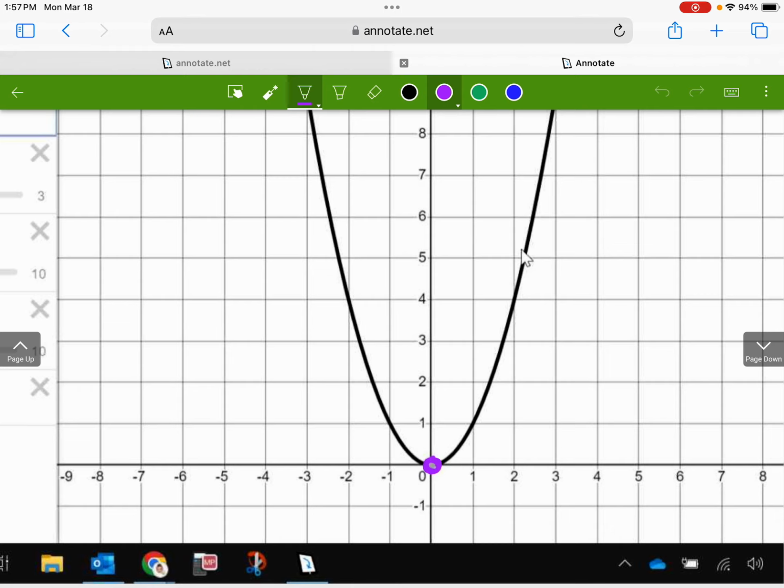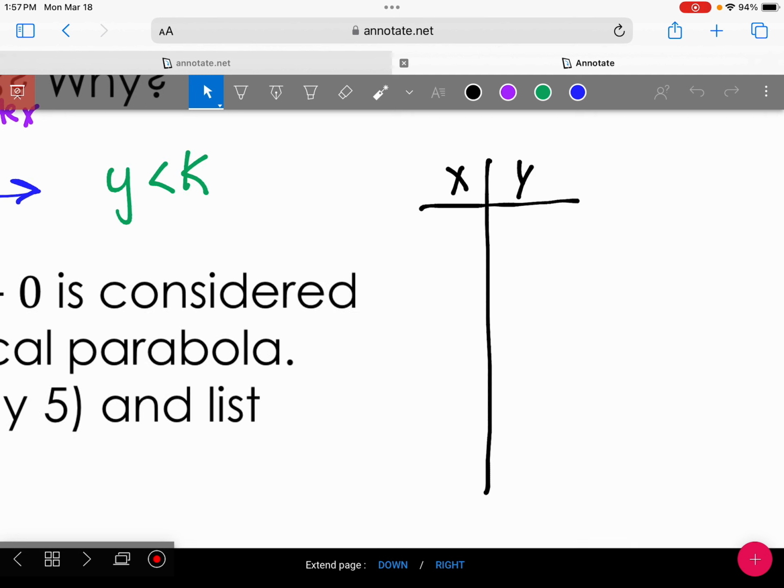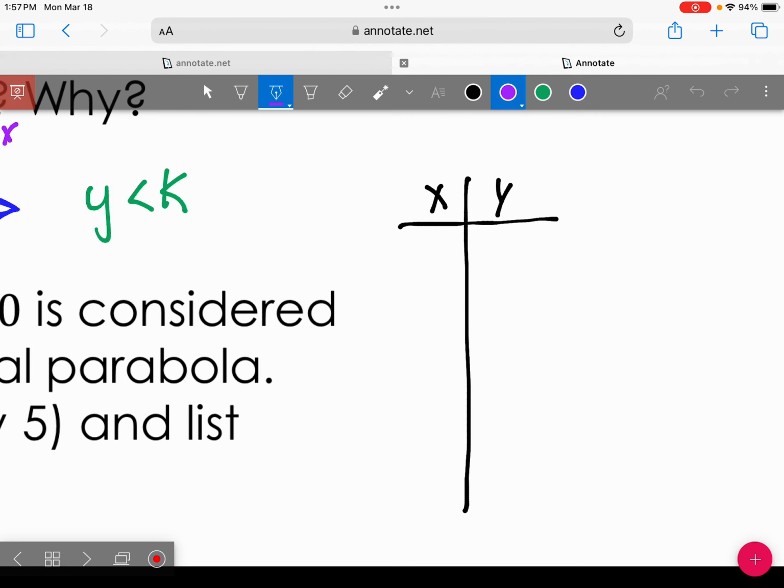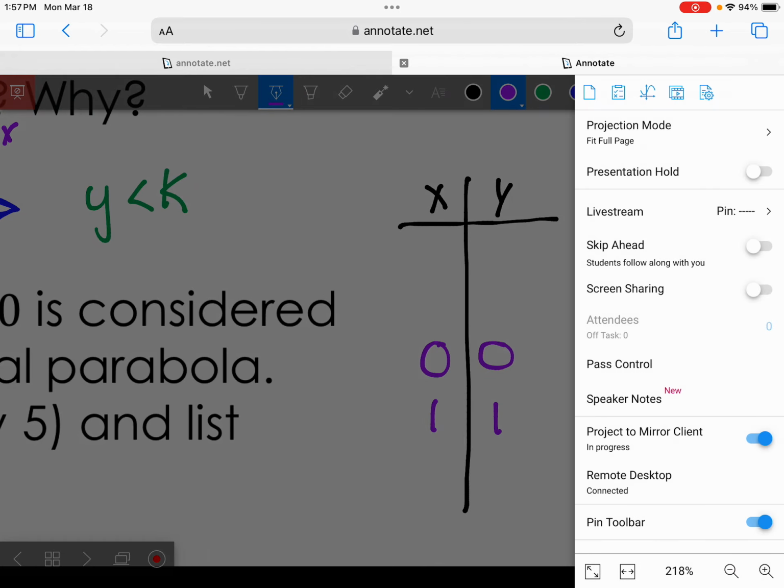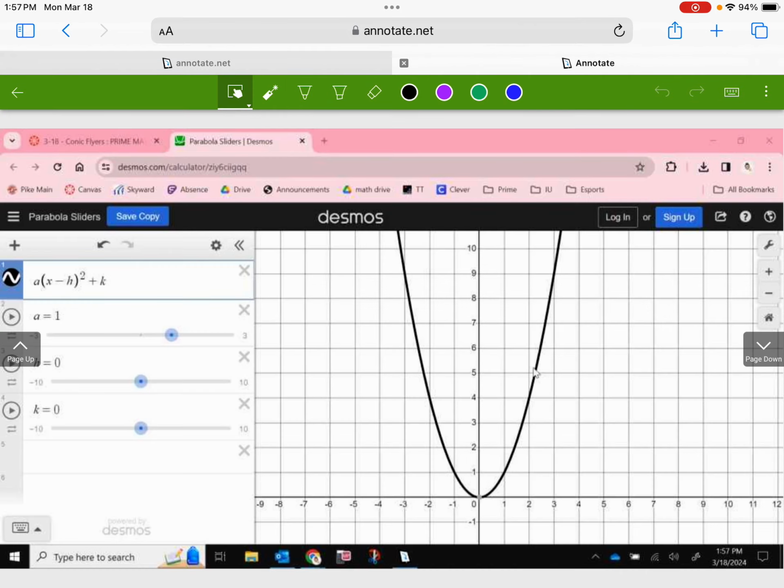0, 0. That's a fine point on this. I'm going to put it right in the middle because it's right in the middle of our graph. What's another point on this graph? 1, 1 is definitely another point on this graph. So we've got our 0, 0. We've got our 1, 1.